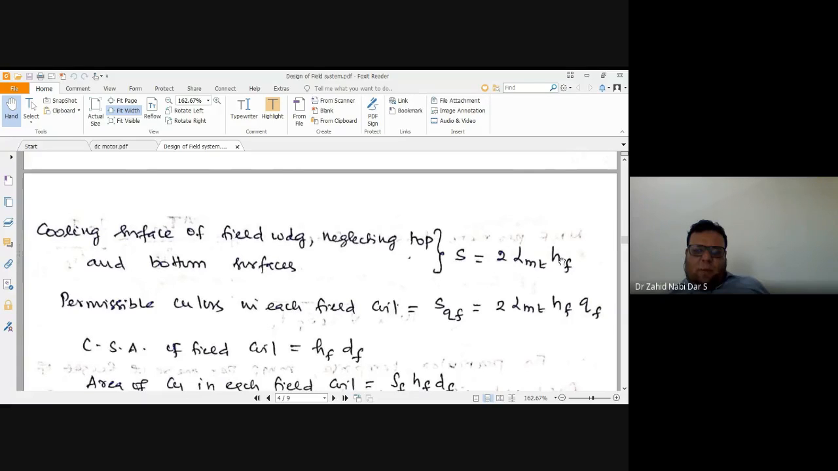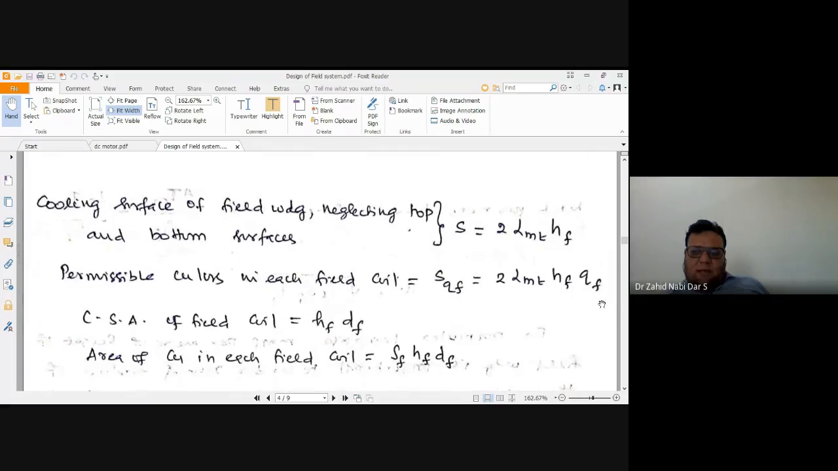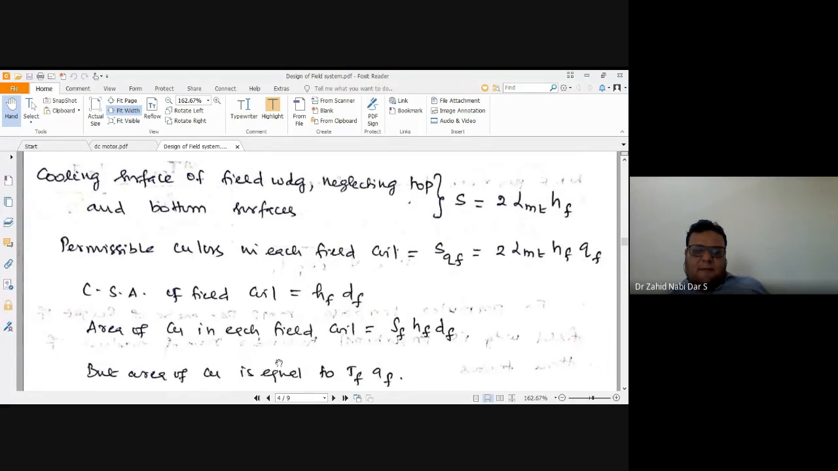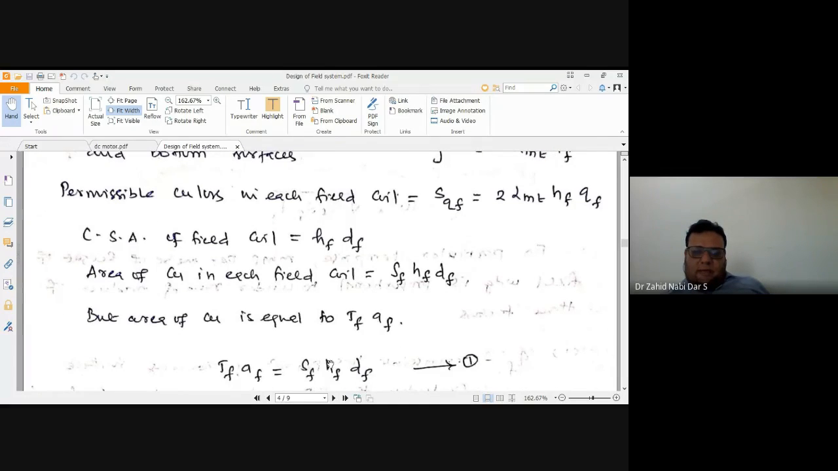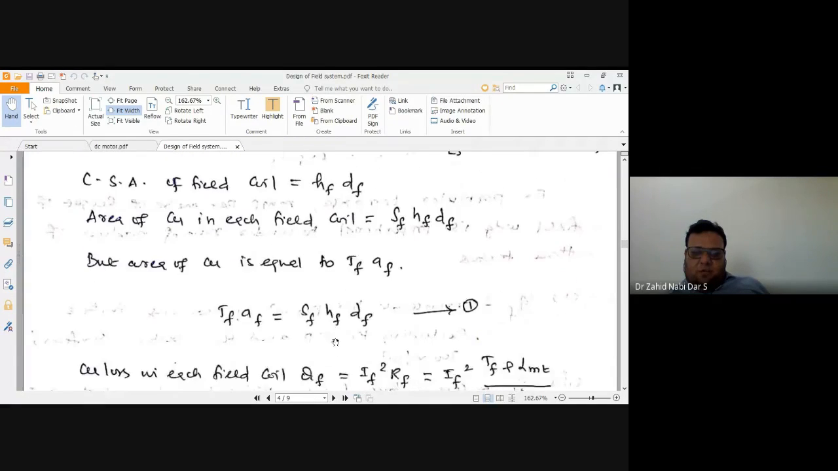For permissible copper loss, we have to multiply this with the area of the cross section as well, because on this much length, this much area of cross section would be there. So the cross section of the field coil happens to be HF into DF. The area of copper in one coil would be SF HF into DF. So in the field coils, this area would be TF into AF. So TF into AF is equal to SF HF into DF.